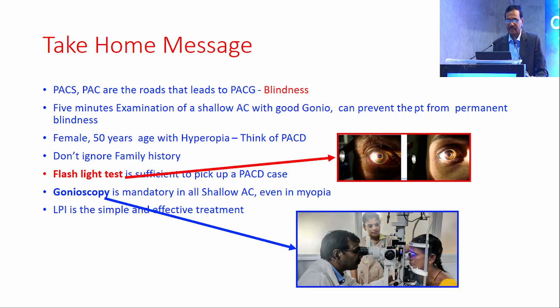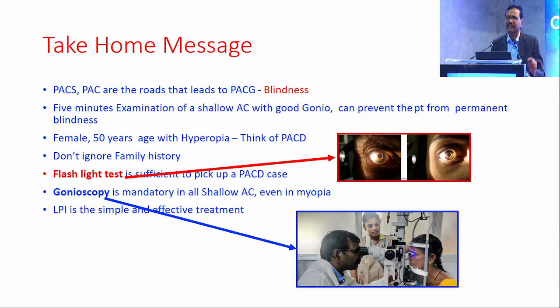Take home message: PAC is a road to permanent blindness. A simple 5 minute examination of the slit lamp with gonioscopy can prevent permanent blindness. Don't neglect a female of 50 years with hyperopia. Think about the incidence of PACD. Don't ignore the family history. Flashlight test: you don't need any sophisticated instruments.